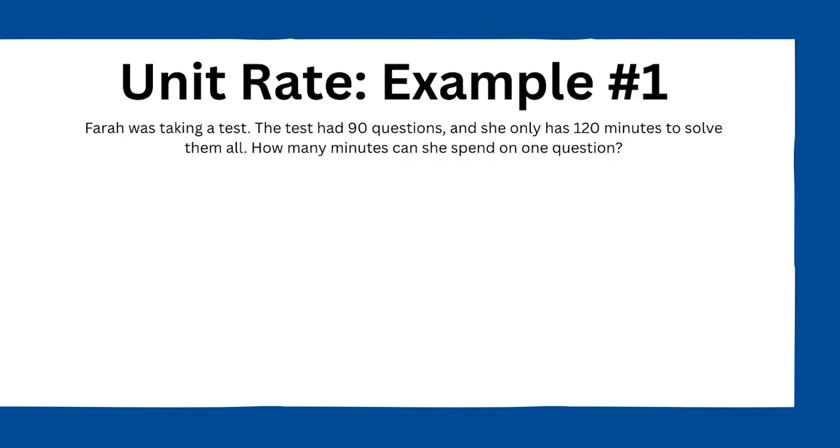So I'm going to look for important information. The test had 90 questions. That's important. And she only has 120 minutes to solve. The question is, how many minutes can she spend on one question? So I'm going to take out the rest of the words and just focus on these numbers I'm given. So I highlight my information, and now I can set up my equation.